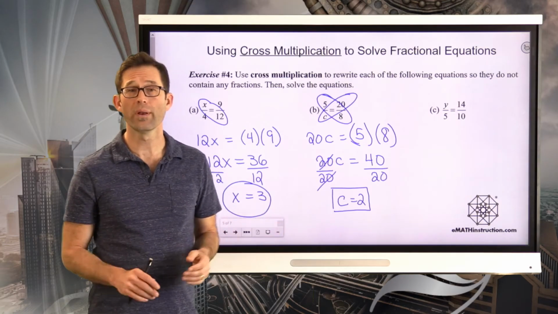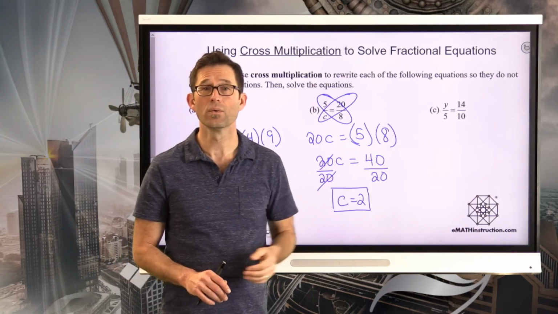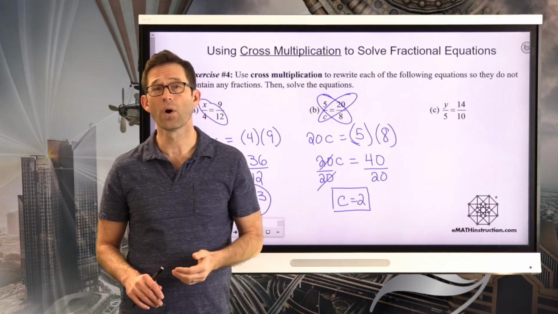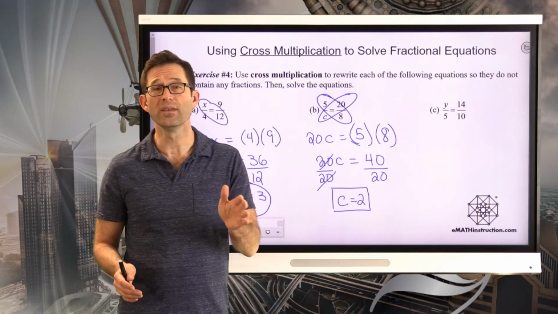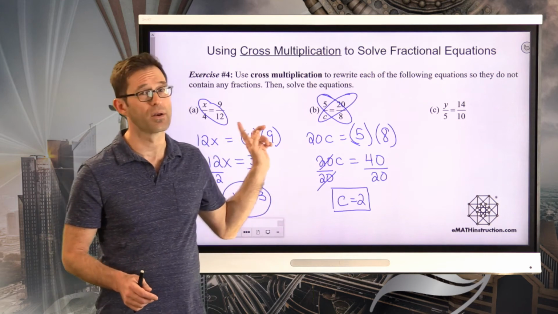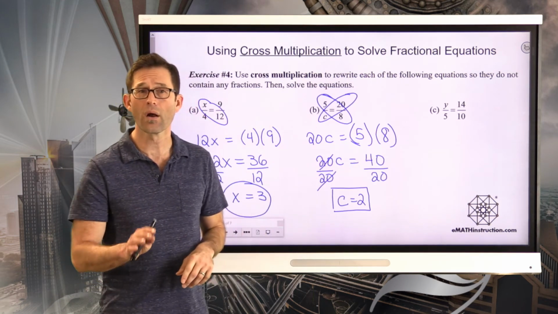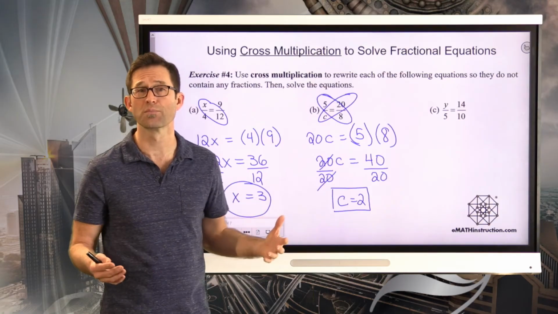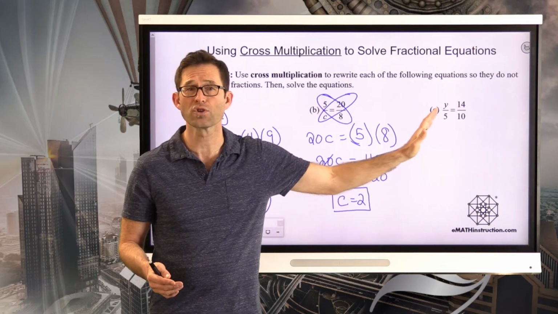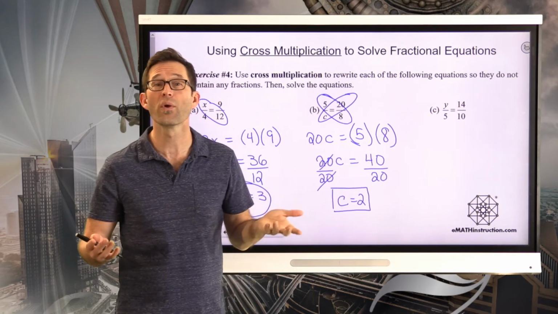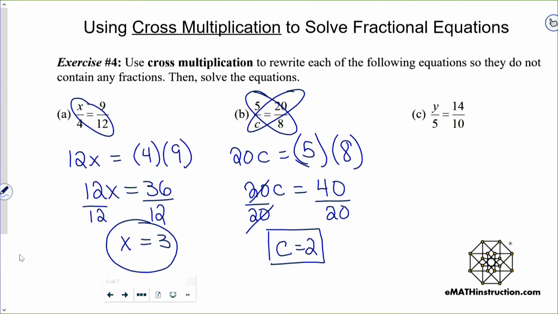Now, I would like to point out that both A and C were problems like we solved in exercise number 1. In exercise number 1, especially D, E, and F, we were solving equations that looked an awful lot like A and C. So there are other ways to solve this equation. We're just working on this particular technique, which is to take an equation where we have a fraction equal to a fraction and write it with no fractions. So here we go. I'm going to do 10 times y is equal to 5 times 14.